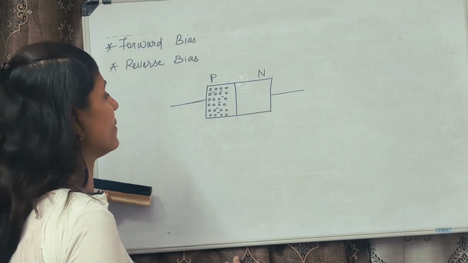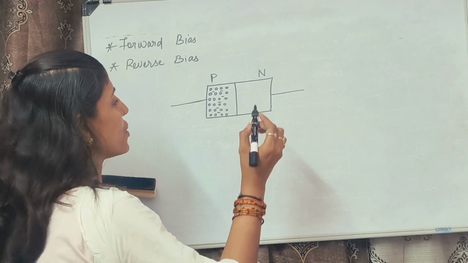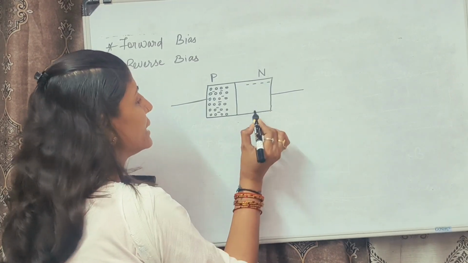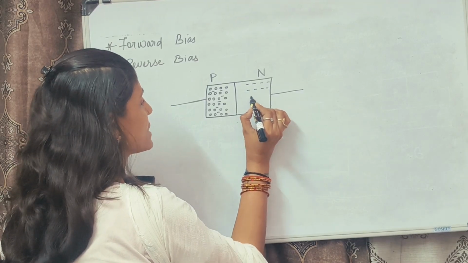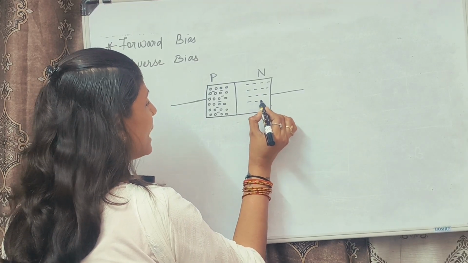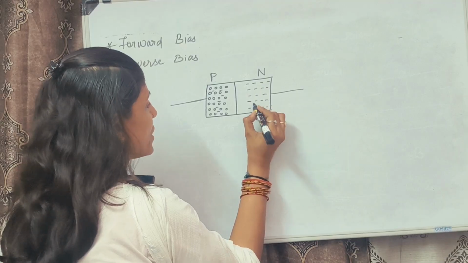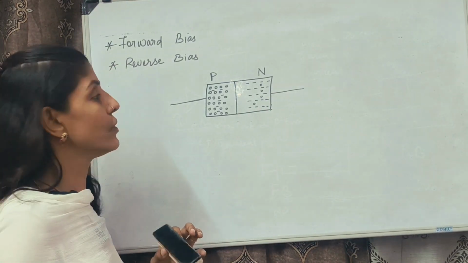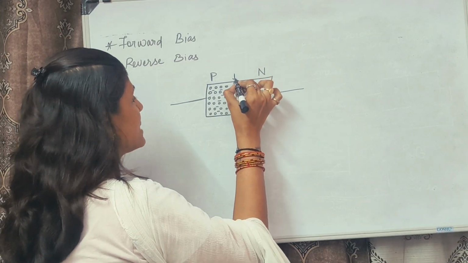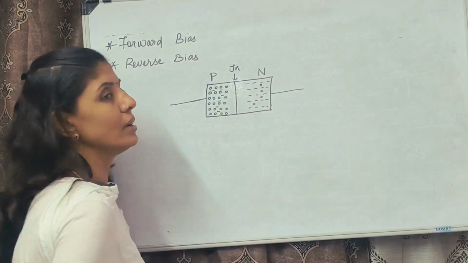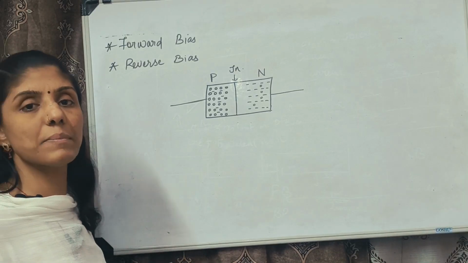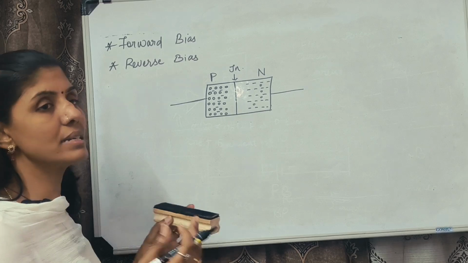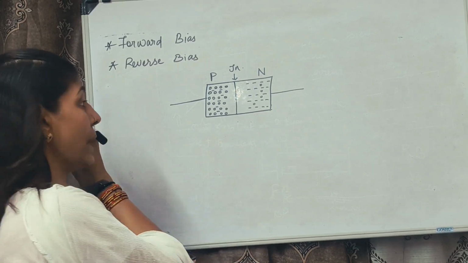So some electrons are available. Here the electrons I am marking by the dash. Here electrons are the majority charge carrier, see, these are the electrons, and holes are the minority charge carriers. This is a place we used to call the junction. It is a place where the p-type semiconductor and n-type semiconductor meet each other, where they are joined together.